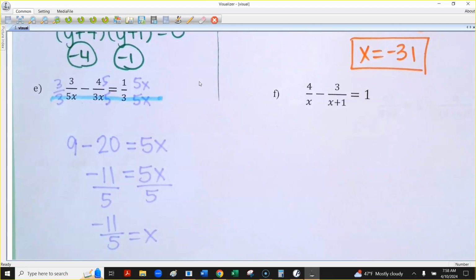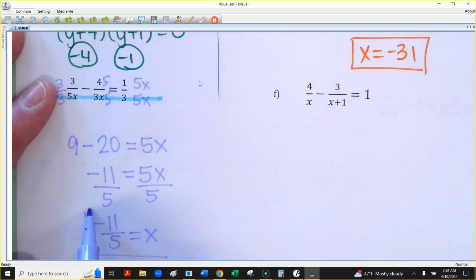And as long as it's not 0, 0 would be the only thing that would cause you an issue in that lovely equation.